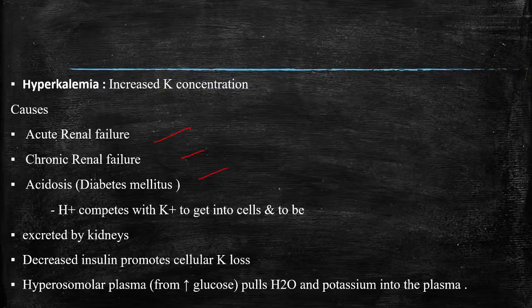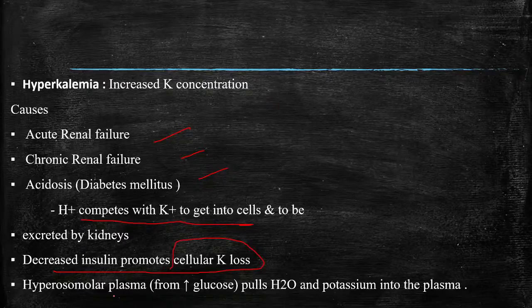In case of diabetes mellitus, acidosis is a condition where the pH of the blood is acidic, and alkalosis is a condition where the pH of the blood is alkaline. Okay. So here in case of diabetes mellitus, protons compete with potassium to get into the cells to be excreted by kidneys. Decreased insulin promotes cellular potassium loss, and hyperosmolar plasma, from increased level of glucose, will pull water and potassium into the blood.